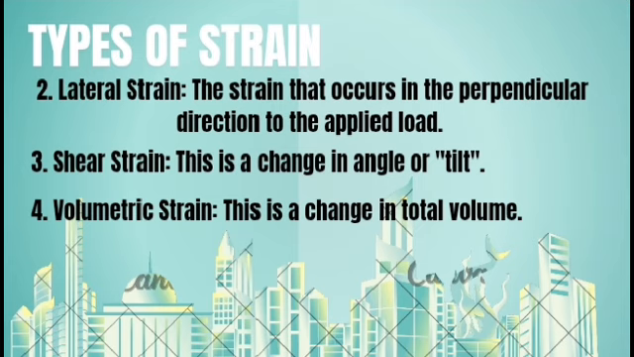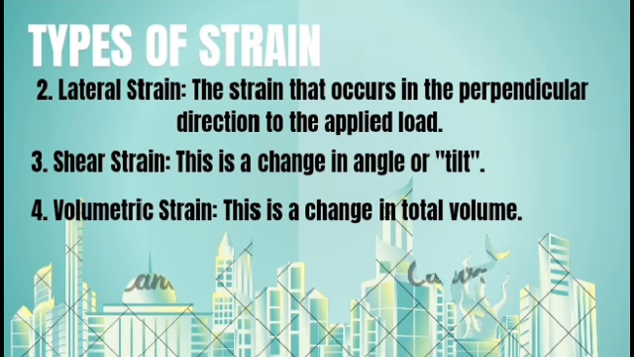The third type of strain is the shear strain. This is a change in angle or tilt. Imagine pushing the top of a deck of cards sideways while the bottom stays still. The cards lean at an angle. That leaning is the shear strain.